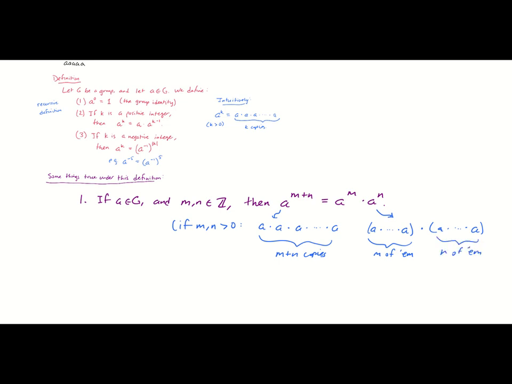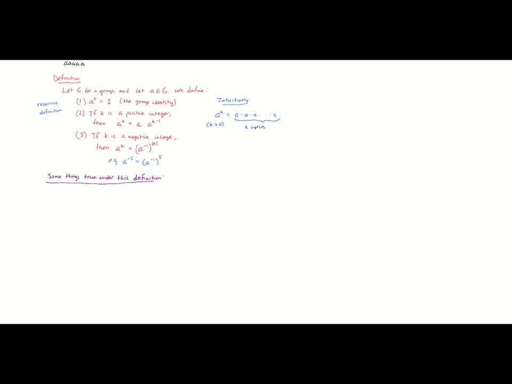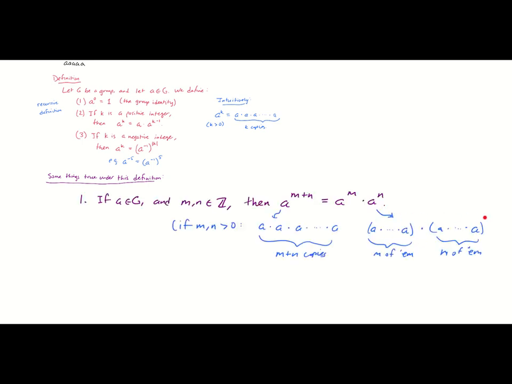And because multiplication is associative, I can regroup this expression on the right and recombine these so that what I really see altogether is a total of m plus n copies, which is the same thing I have on the left. So that's why that rule is true. I don't know if you ever thought about that in high school algebra when you learned the same rule there, but that's why this rule works, at least for positive integers.